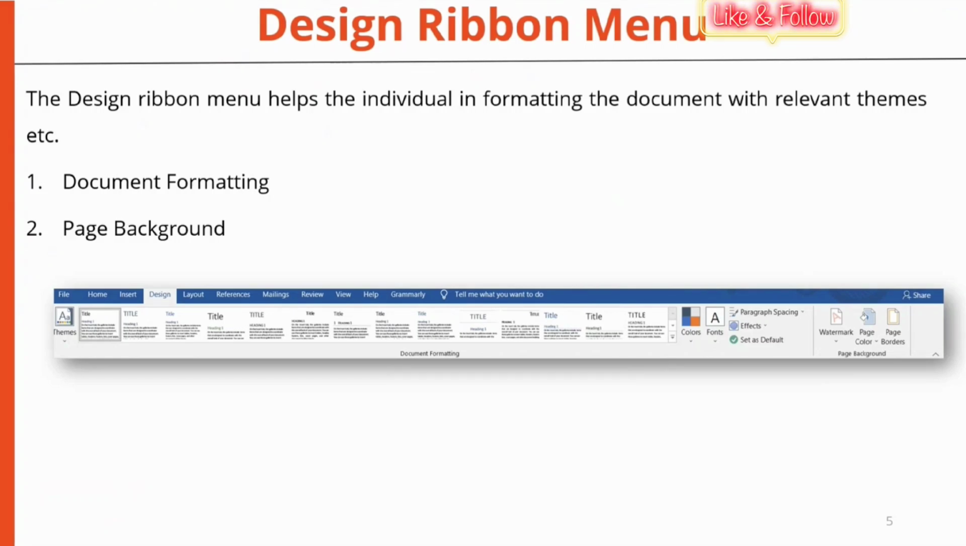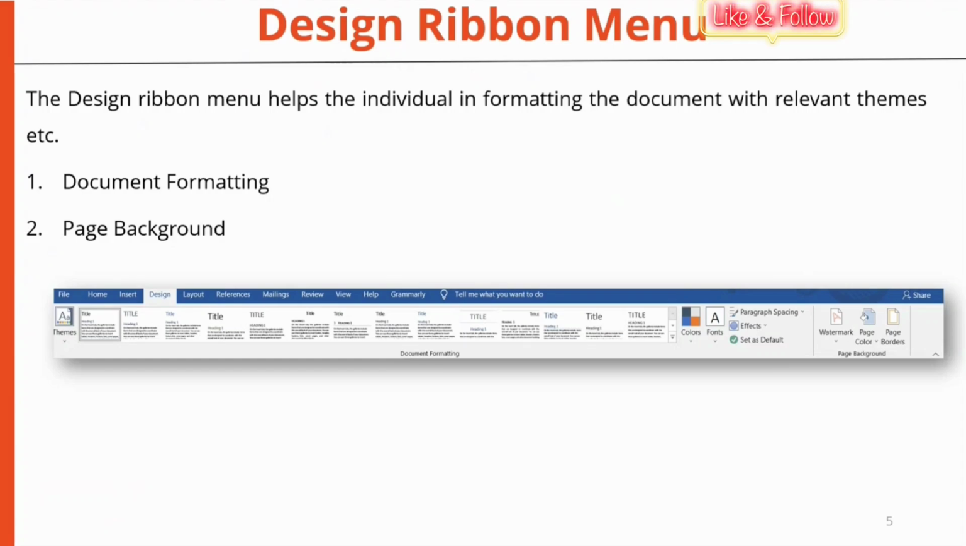The design ribbon menu helps you in putting themes in your document, in adding different document formatting styles, adding different colors depending on the color set that you have to use, paragraph spacing, effects, and fonts. It also helps you in adding a watermark into your document or a page color or a page border. So let's see how to use the design ribbon menu.